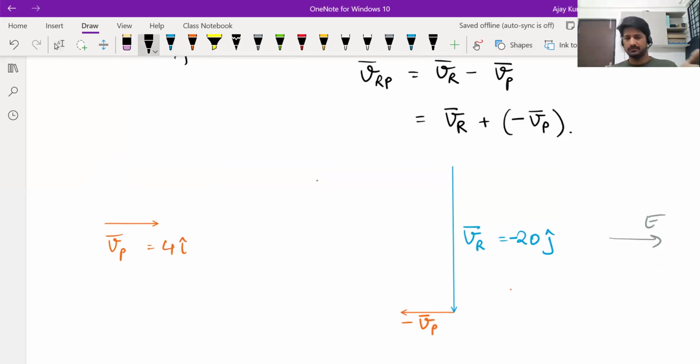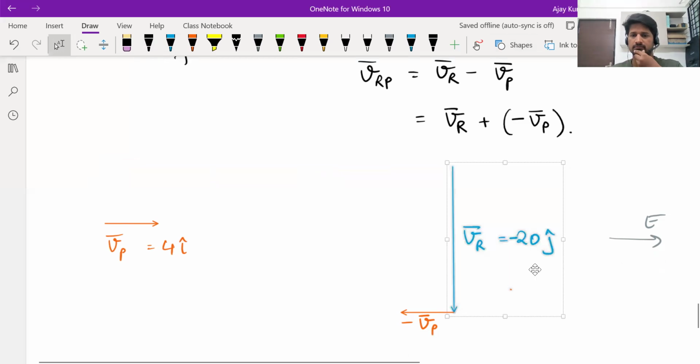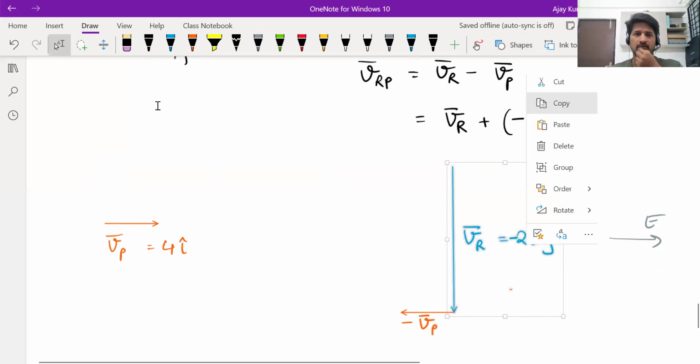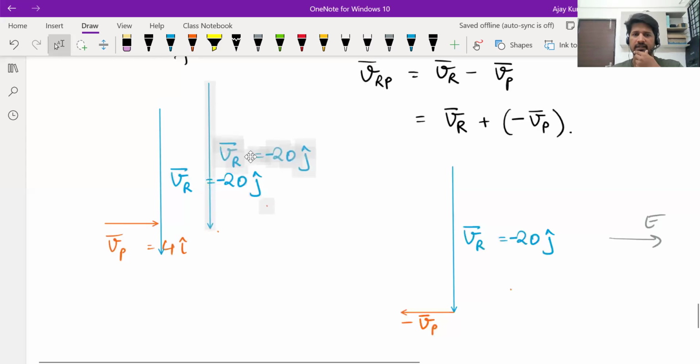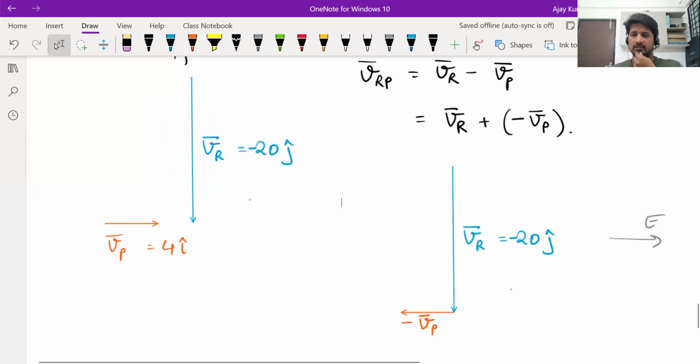Now tell me, how should I draw the resultant of these two vectors? Should I use triangle law of vector addition or parallelogram law of vector addition when they are placed like this, with the head of one at the tail of the other? Triangle law, sir. Triangle law should be used. Okay, the resultant is given by the closing side of the triangle taken in reverse order.